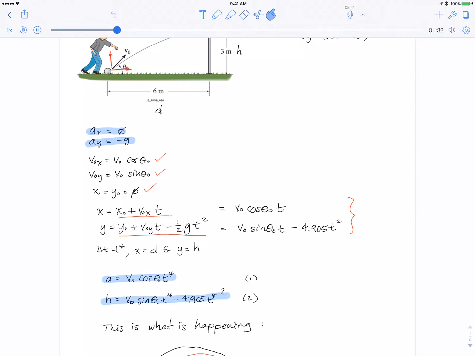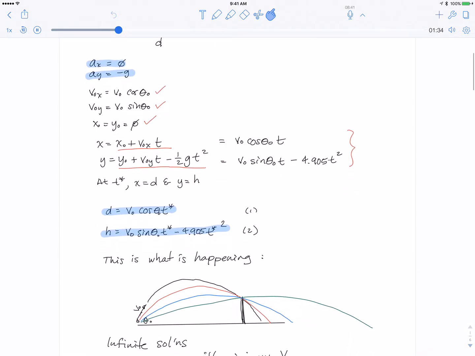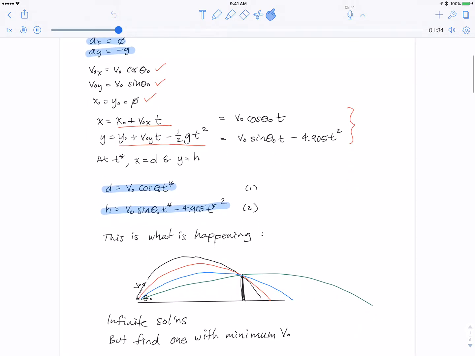But if you look at that carefully, there are 3 unknowns: v0, theta 0, and the time. And so this is what's happening. There are actually an infinite number of v0 and theta 0 combinations that will clear the fence, just over the fence, so I've drawn 4 of them in here. So what we want to do is find the one with the minimum velocity.